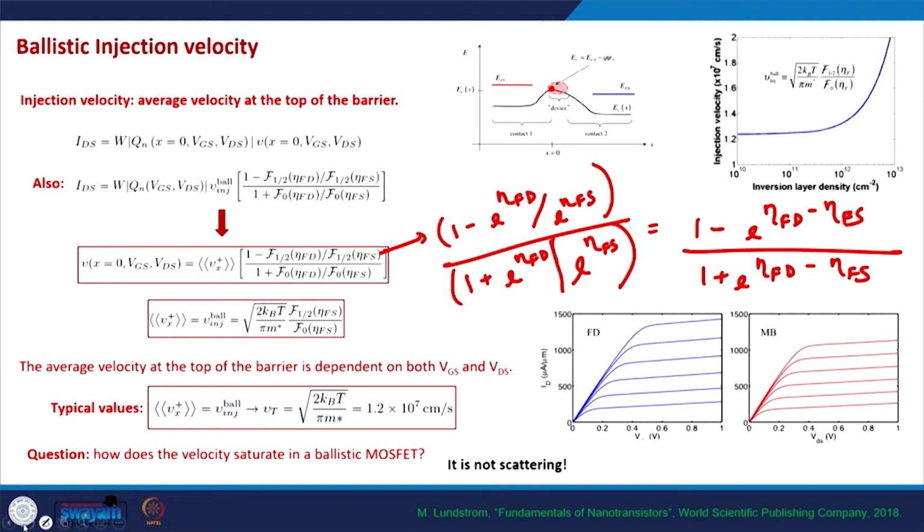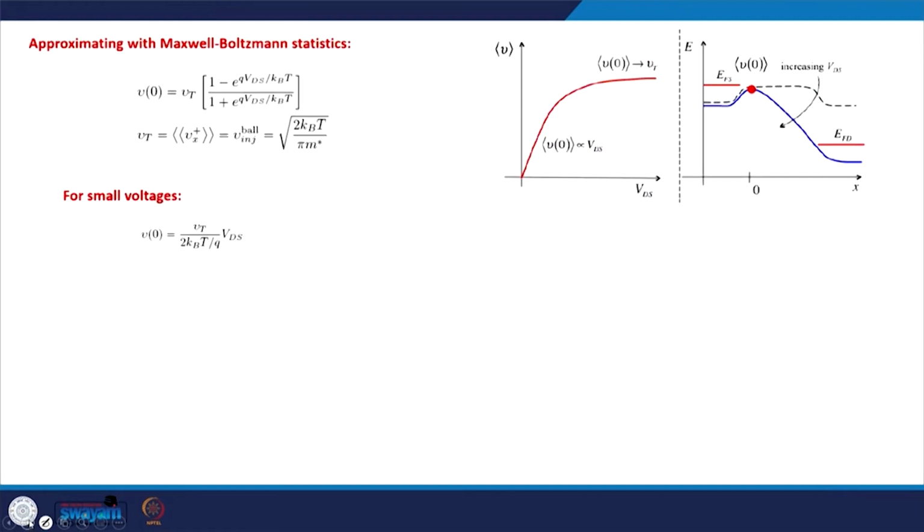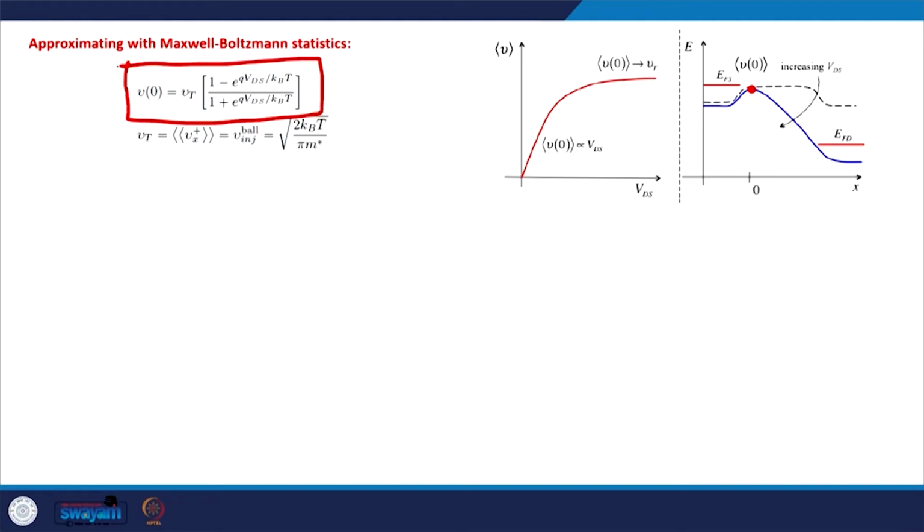So this actually simplifies too. As you are aware, eta f s minus eta f d is minus q VDS by kT. So this simplifies to, the injection velocity at x equal to 0 is the thermal velocity, square root of 2 kT by pi m star, times 1 minus exponential q VDS by kT divided by 1 plus exponential q VDS by kT.